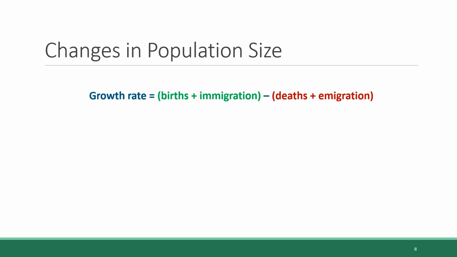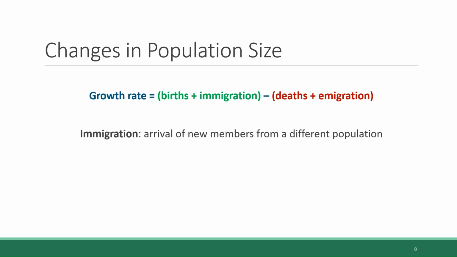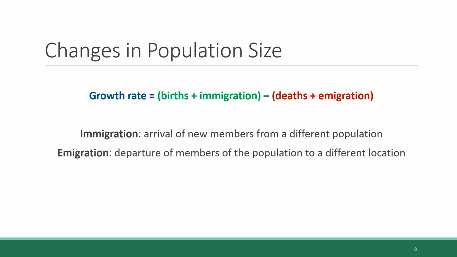Organisms join a population due to birth and immigration. Birth is self-explanatory, but immigration is the arrival of new members from a different population. Individuals drop out of a population due to death or emigration. Once again, death is self-explanatory, but emigration is defined as the departure of members of the population to a different location, and the opposite of immigration.